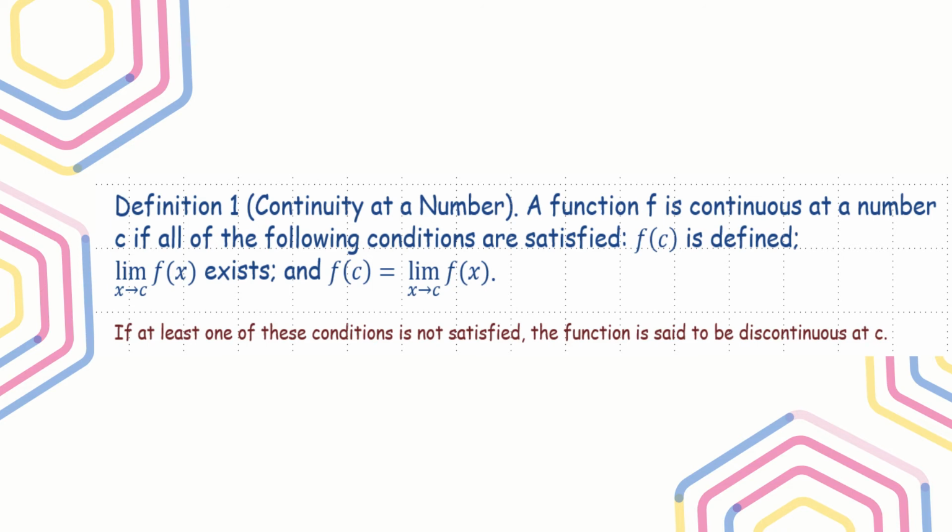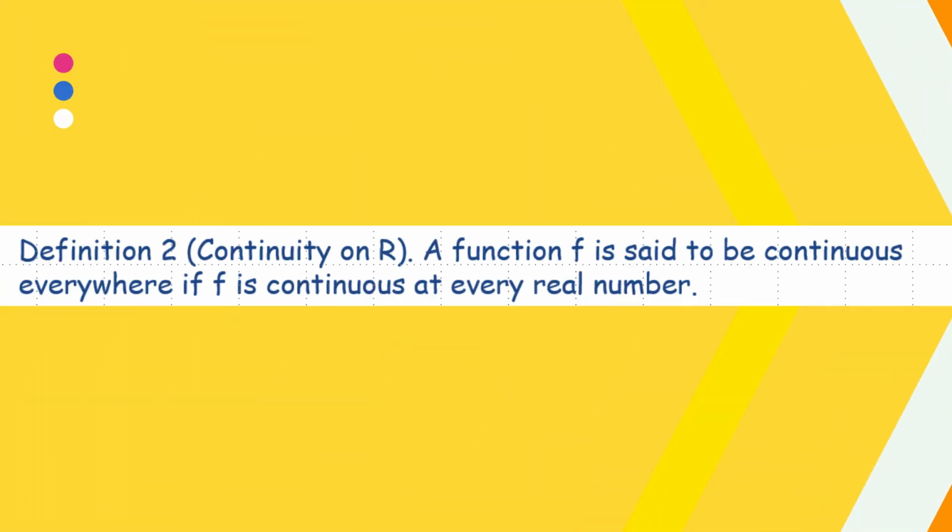So if at least one of these conditions is not satisfied, then the function is said to be discontinuous at c. Okay?